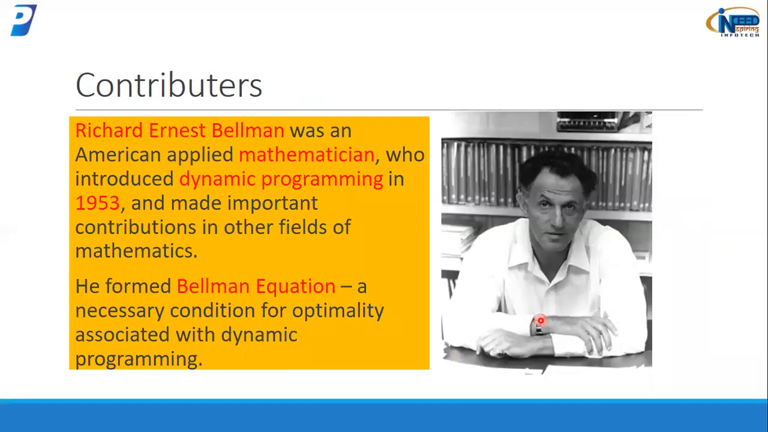Alright, let's talk about contributors. Here you can see Richard Ernst Bellman. He was an American applied mathematician. He introduced dynamic programming in 1953. He also made very important contributions in the field of mathematics. He formed the Bellman equation. It's a necessary condition for optimality associated with dynamic programming. If you know about the Bellman equation, let me know in the comment section below, because that is something which is really important in case of reinforcement learning.